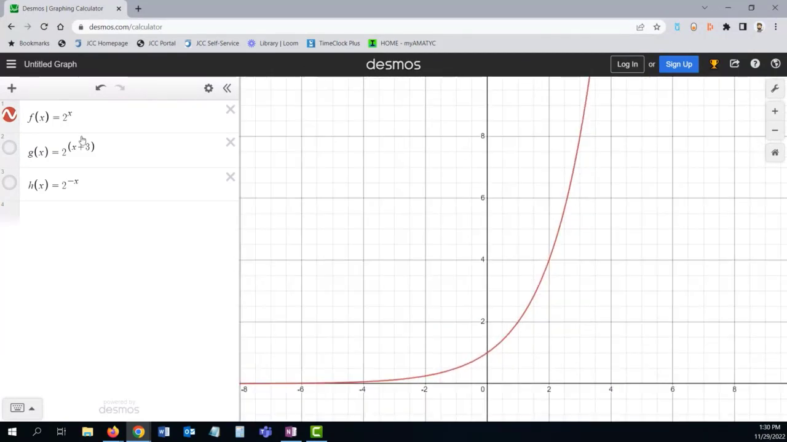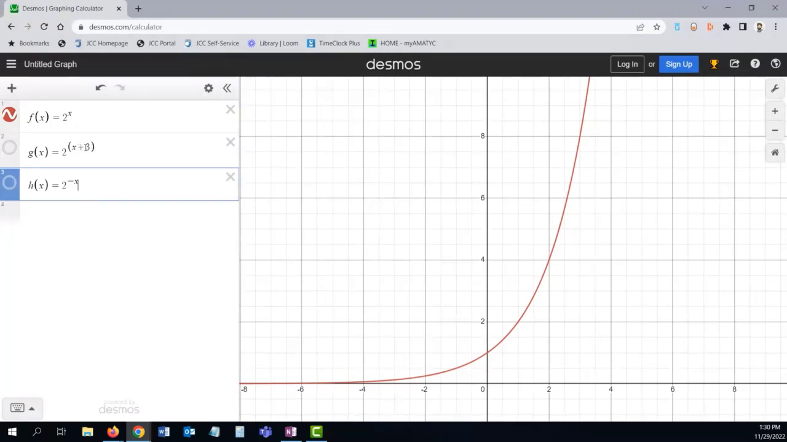Now, if I manipulate, just like our transformations that we dealt with before, we talked about I can change the inside, I can change the outside, and then I can put negative, and then negatives on the inside and outside change the behavior. So 2 to the x plus 3. So the inside, in terms of transitions, is the exponent.